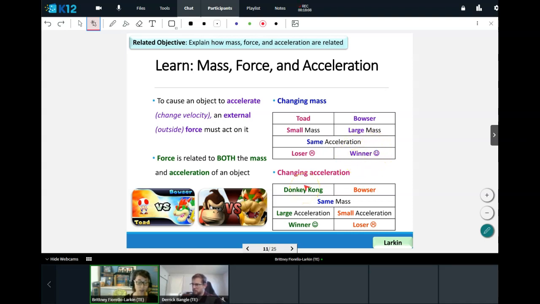On the other hand, if we change acceleration and keep the same mass, like with DK and Bowser, the one with the larger acceleration this time was the winner because he ended up with more force. So all of these things, mass, acceleration, and force, are related to each other. Give me a smiley or an emoji in the chat box if that makes sense. We'll talk about exactly what those relationships are called in just a moment. If you change mass, it changes force. If you change acceleration, it changes force. If you change force, it changes acceleration. They're all related to each other.